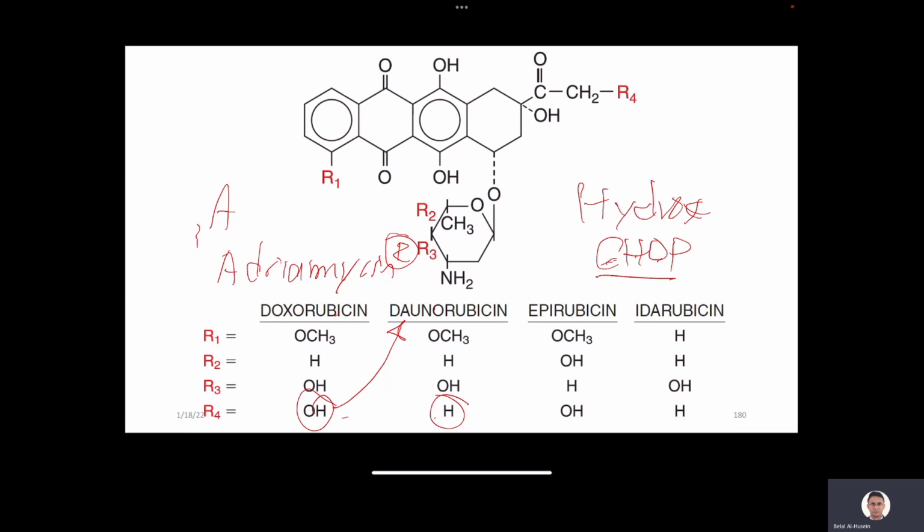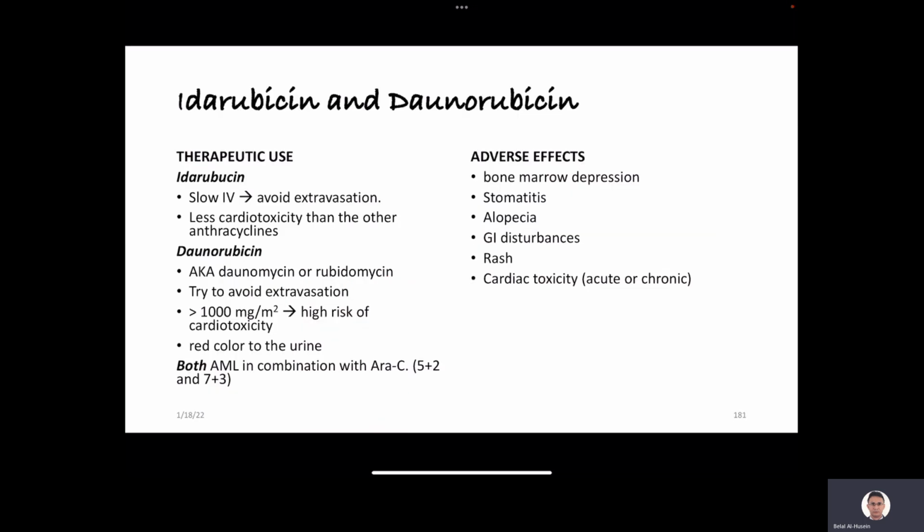And in fact, a common protocol in Hodgkin's lymphoma is ABVD, in which A is for Adriamycin, which is the trade name for doxorubicin. B is for bleomycin. V is for vinblastine, not vincristine, and D is for dacarbazine. Dacarbazine, as we mentioned, is like a non-classical alkylating agent or a methylating agent.